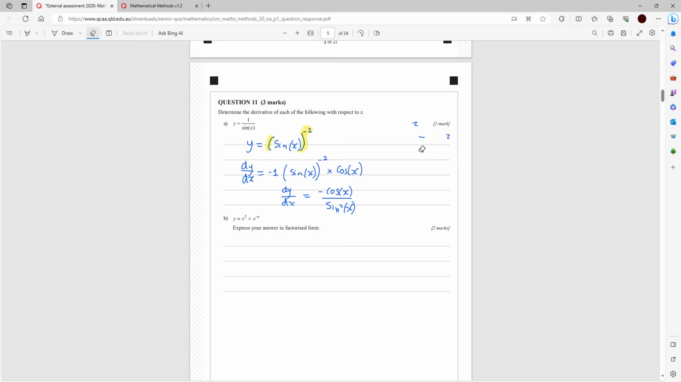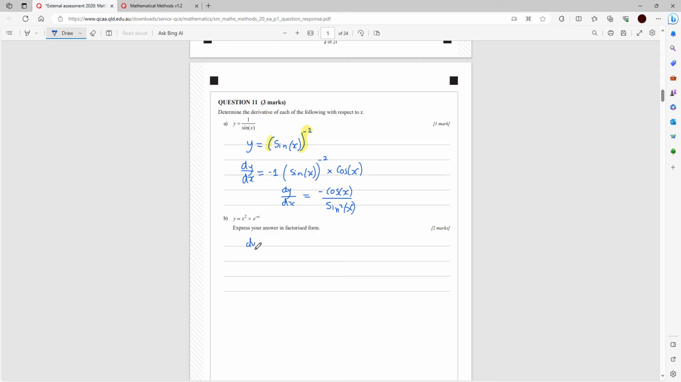Alright, let's go down to B now. So B, differentiate this, but express your answer in factorized form. So straight off the back, we have a function next to a function. So we're not really thinking chain rule, we're thinking more product rule, because product means multiplication, and we can see a function times a function. So there's no easier way to write it. We can just leave it like that.